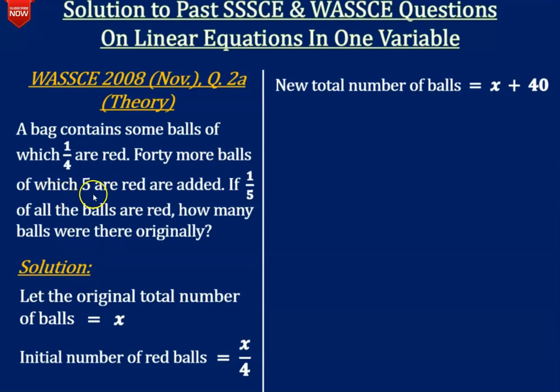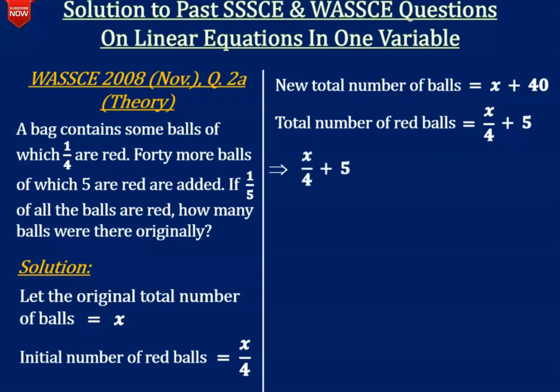We are also told that 5 of the 40 balls are red. Therefore, the total number of red balls in the bag is x over 4 plus 5. Now, we are also told that 1/5 of all the balls in the bag are red. This implies that x over 4 plus 5 is equal to 1 over 5 into bracket x plus 40.